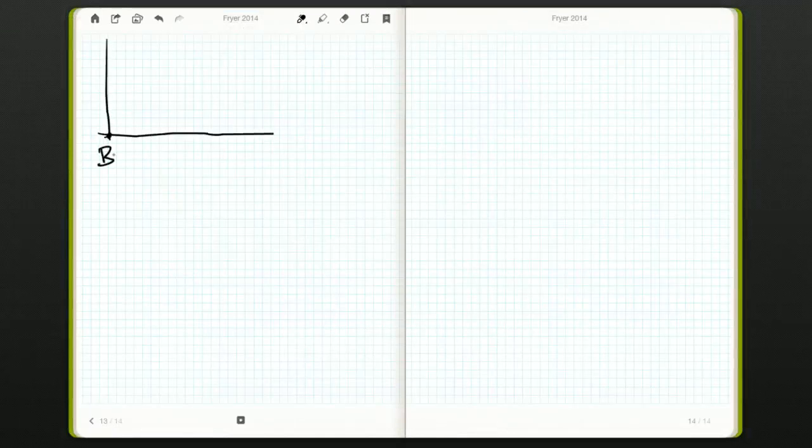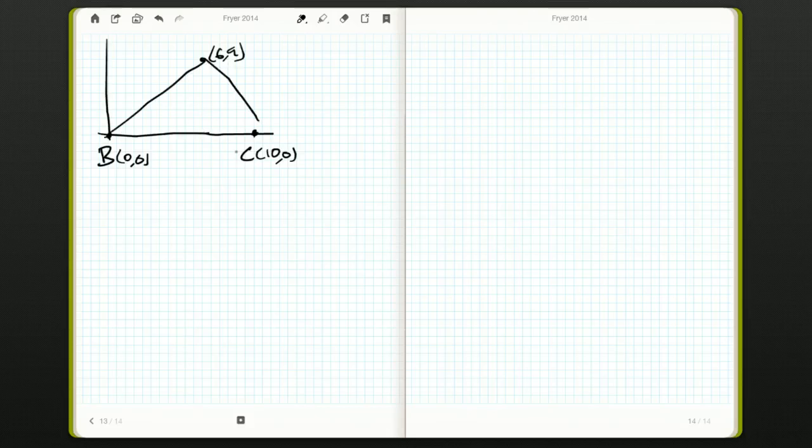So we have B over here. We'll say we have C over here. C is at 10, 0. B is at 0, 0. And we have A somewhere up here. A is at 6, 9. So it's 6 over and 9 high. That's A up there. So we need a base times a height. Well, here's a base and here's a height.